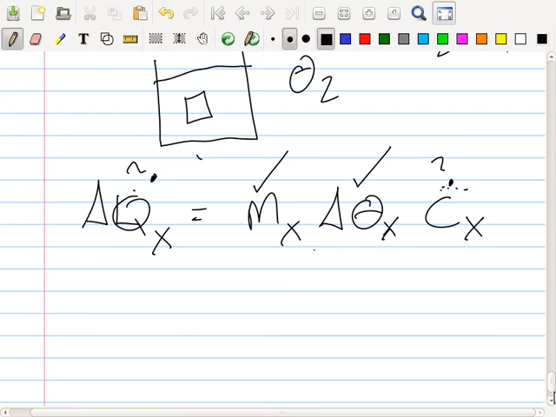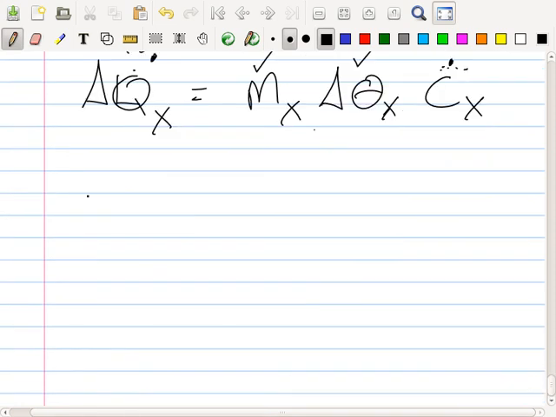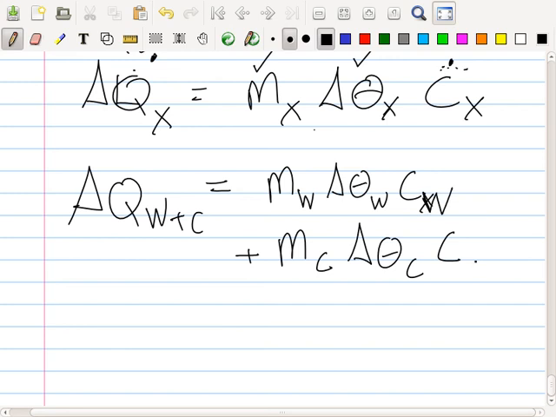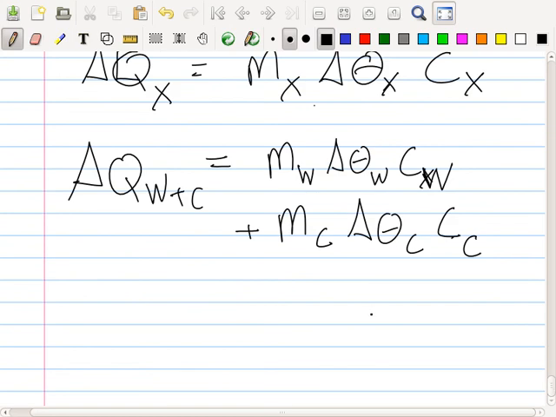So what happens to the water and the copper calorimeter? They get hotter. So, water plus calorimeter. Again, the formula: the mass of the water times the change in its temperature times the specific heat capacity of water, plus the mass of the container times the change in its temperature times the specific heat capacity of the container. Now, two of these things will be the same. What two things? The temperature change is the same for the water and the container.